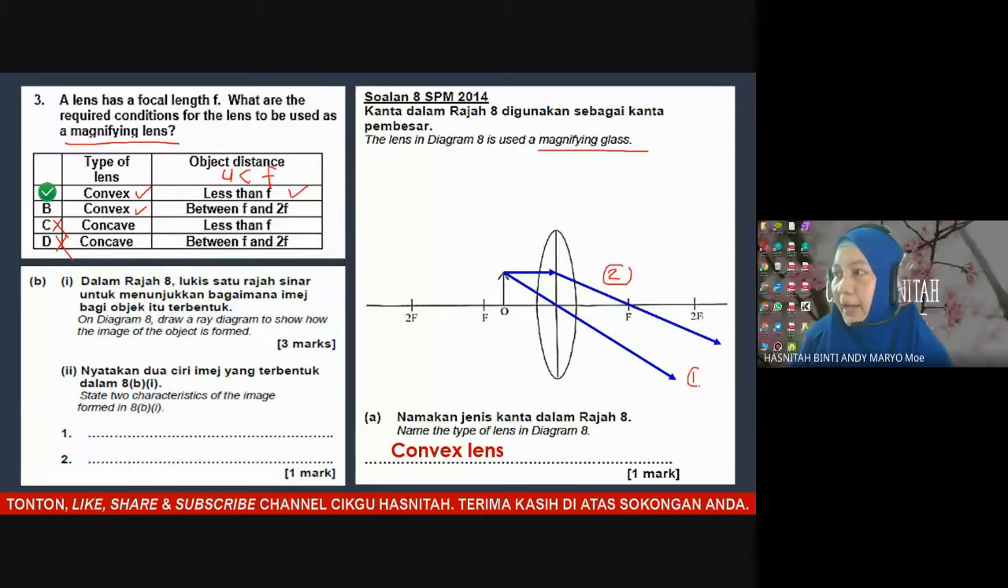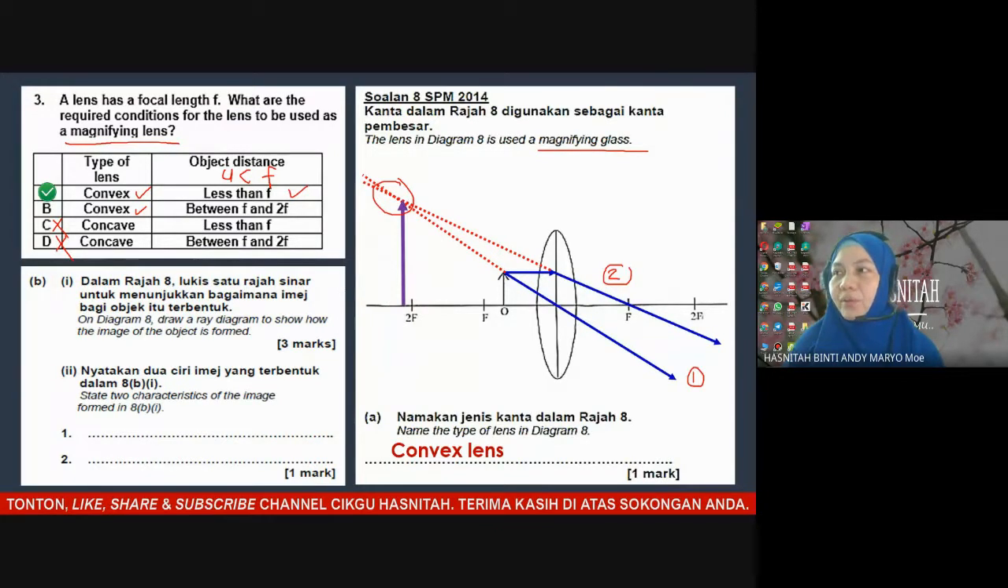Rule number 1. Okay, so you can see that the lines here are diverging, which means that the intersecting point is somewhere here. So we have to continue using a ruler. You draw a dashed line behind here. So this is where the intersecting point is, where our image forms. Here is where your image forms. Okay, it is formed beyond 2F.